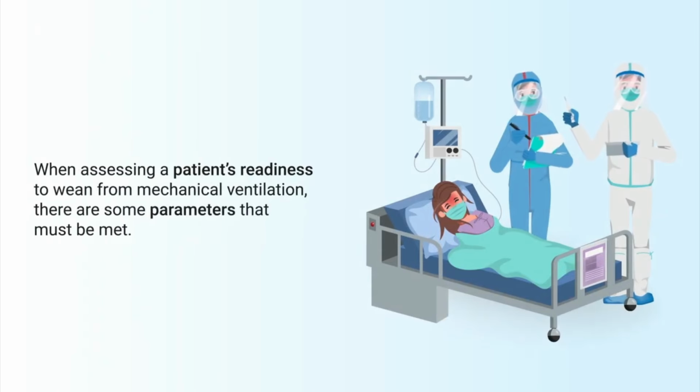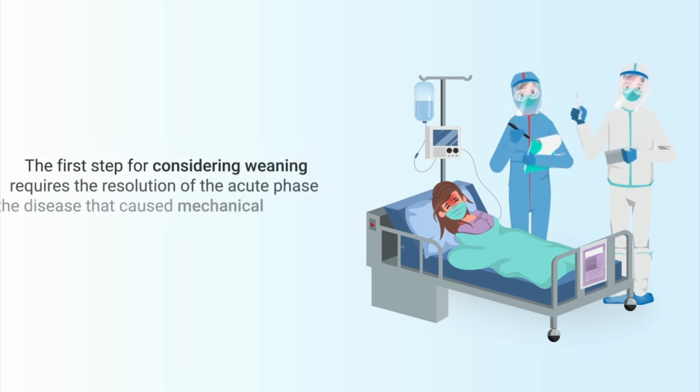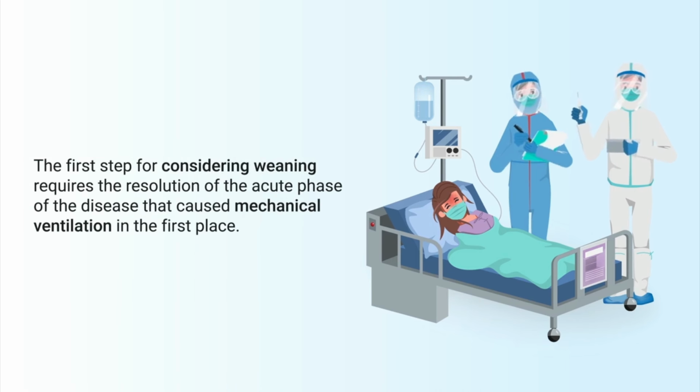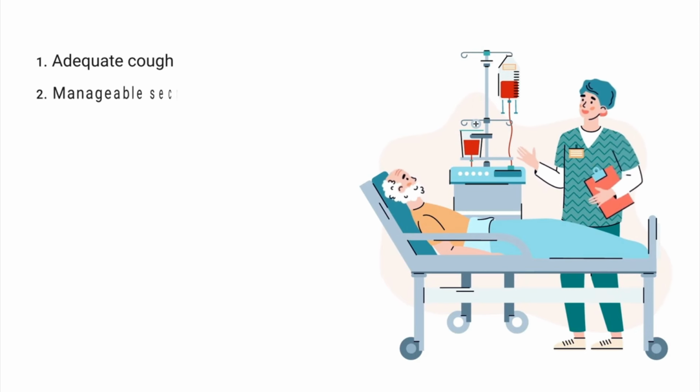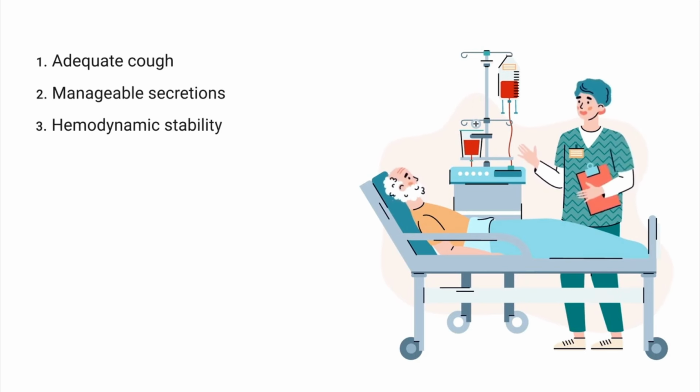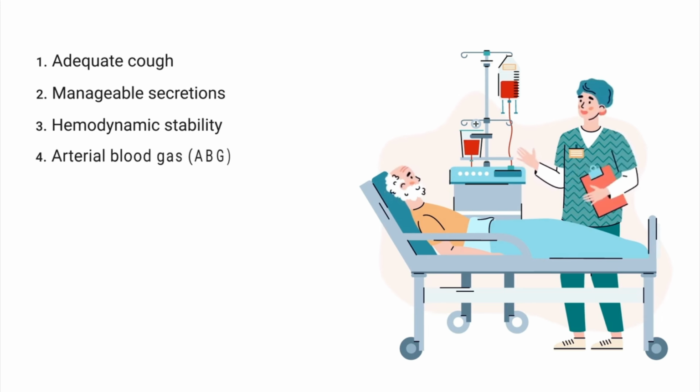And you must also be familiar with the weaning criteria. When assessing a patient's readiness to wean from mechanical ventilation, there are some parameters that must be met. The first step for considering weaning requires the resolution of the acute phase of the disease that caused mechanical ventilation in the first place. Then the patient must have an adequate cough with manageable secretions, and they must be hemodynamically stable.